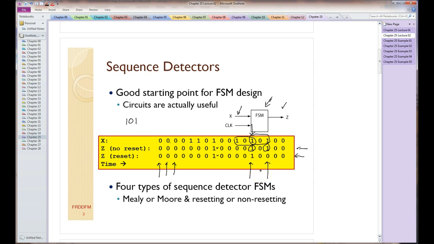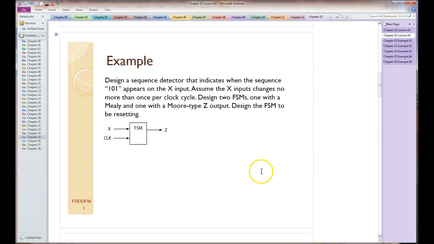There it is. We have Mealy versus Moore state machines. So we also have resetting versus non-resetting state machines. So that gives us the ability to design 4 different types of problems, 4 different state diagrams. They're all going to be a little bit different. This is that problem. We're looking for this 101 sequence on this thing. We want to do a Mealy and a Moore, and it's resetting.